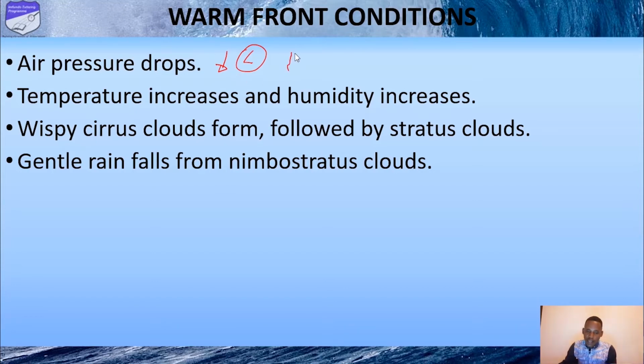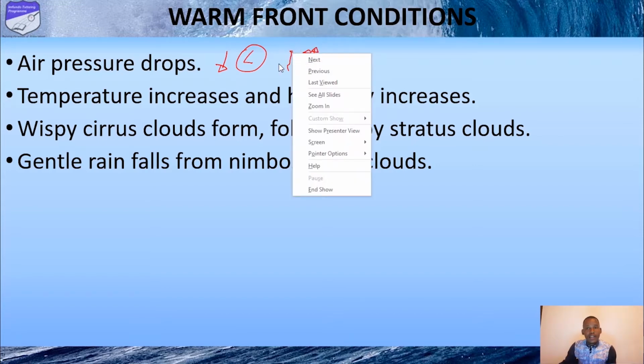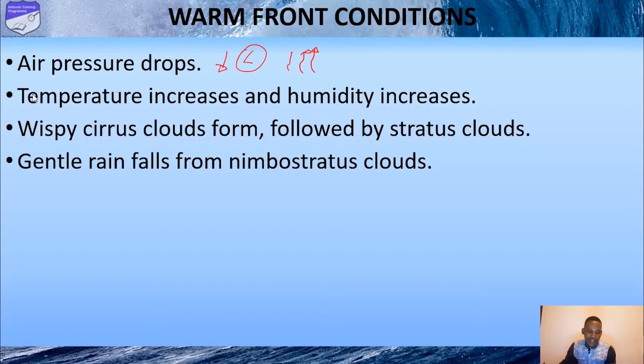So because now the air is rising, what's causing our air to rise? It's because of higher temperatures. So the temperature is going to increase within our warm front, because warm air is arriving. Obviously, our temperatures are going to increase. With temperatures increasing, we're going to have warm air rising. Now when the air rises, guys, it rises along with the moisture, which is going to cause humidity to increase as well.